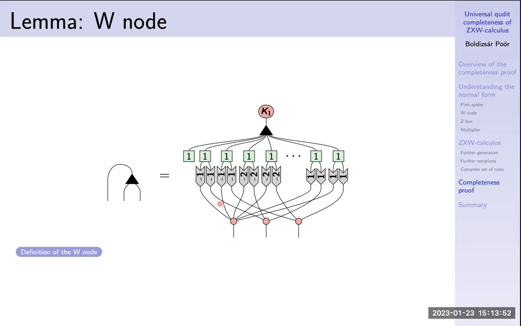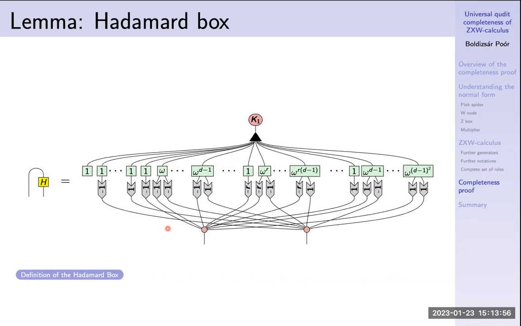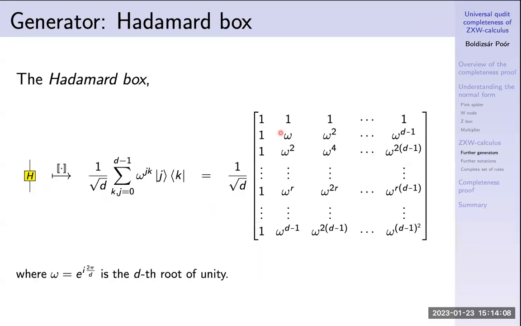And we have proved this. Then we have the Hadamard box. Now this was the hardest part of the proof, definitely. If you remember, this is the matrix of the Hadamard gate. So we have ones in the first row.